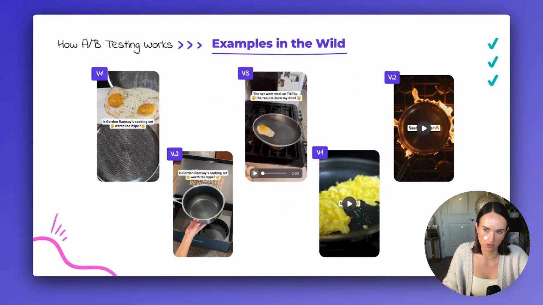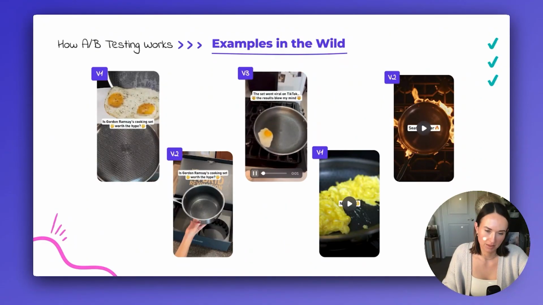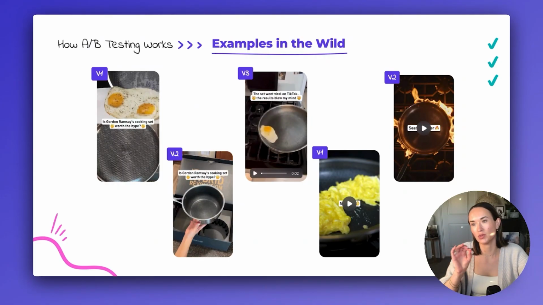Let's see what the voiceover is. This set went viral on TikTok and the results blew my... So it's also a completely different voiceover in the sense that it's not saying, is Gordon Ramsay's cooking set worth the hype? All right, so we have three hooks.